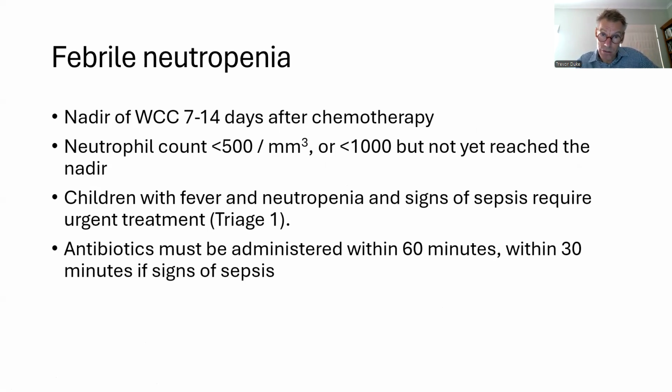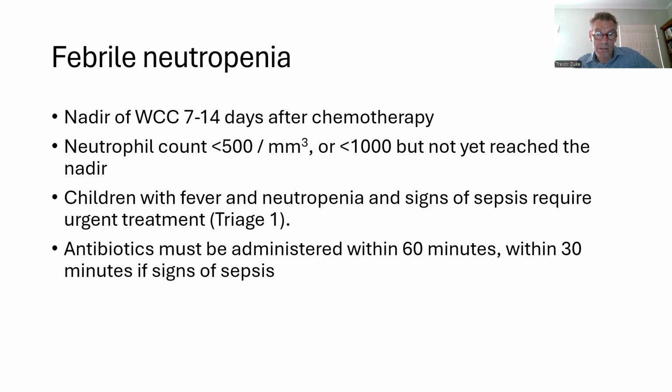So if, for example, a child's at 5 days and they've got a fever and their white cell count's 1,000, then you know that by a week, by 7 days, they're going to be much lower than that. And so febrile neutropenia is less than 500 or less than 1,000 per millimeter cubed, and fever, and that's an emergency. Those children require urgent treatment, so they should be categorized as a triage category 1.